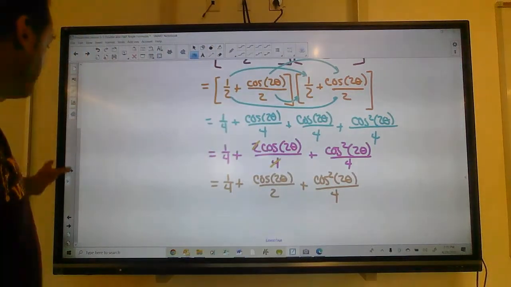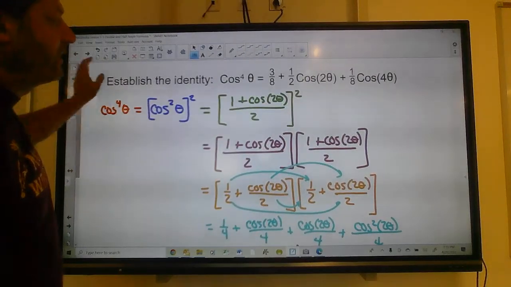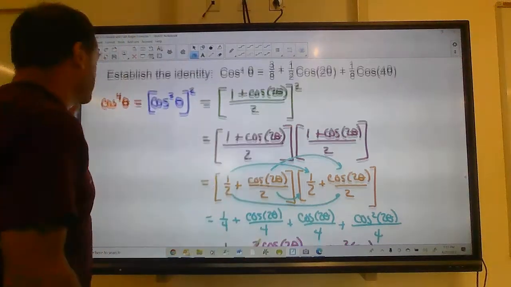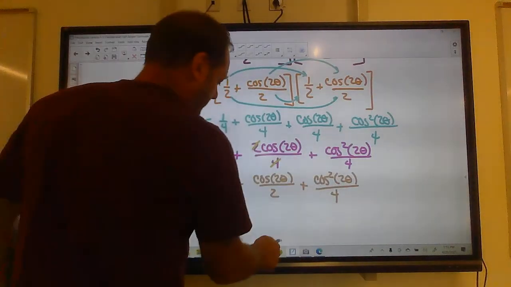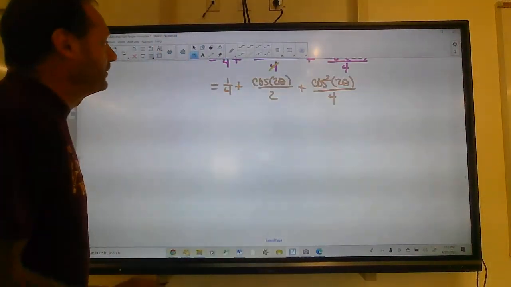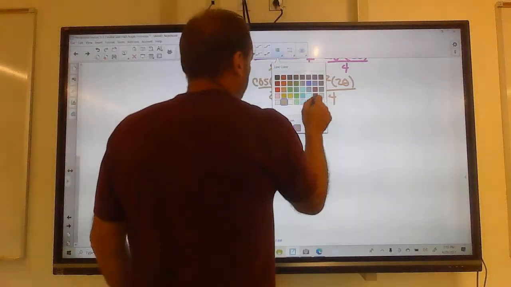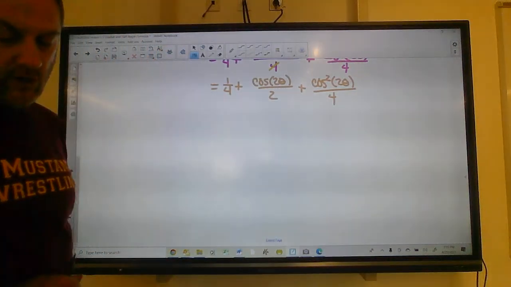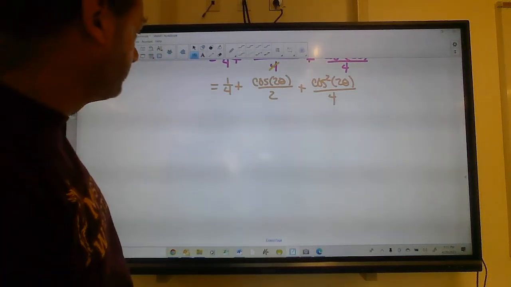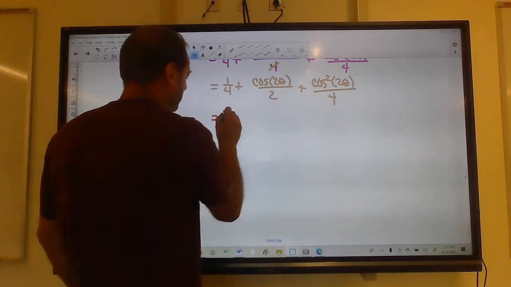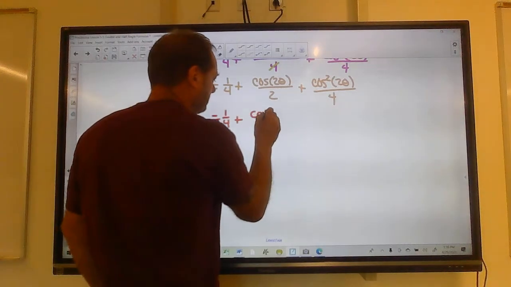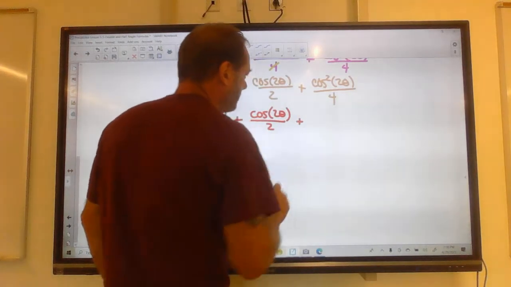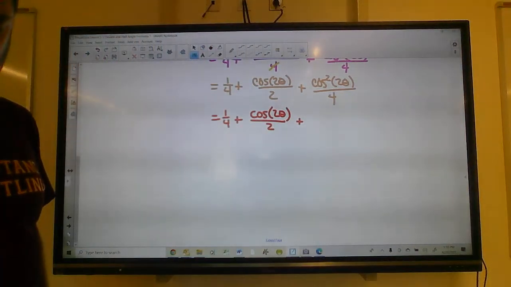Now, I've simplified that quite a bit, but it's still not what I want it to be. Okay? I don't want any powers here. So I have to power reduce this one again, and I'm going to have to pay attention to this. Okay, so my formula here, this first part, mostly done. It's this part we got to worry about.